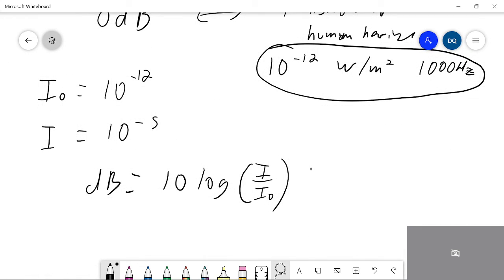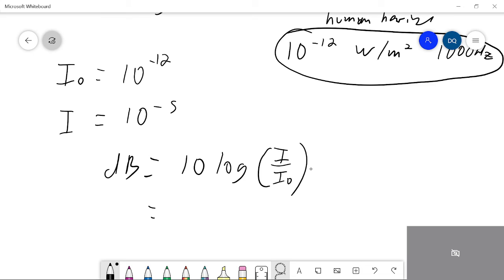So as you can easily see, if the I value was also 10 to the minus 12, you'd be finding the log of 1. The log of 1 is 0. 0 decibels is 10 to the minus 12. So in this particular case, we've got the log of 10 to the minus 5 over 10 to the minus 12.